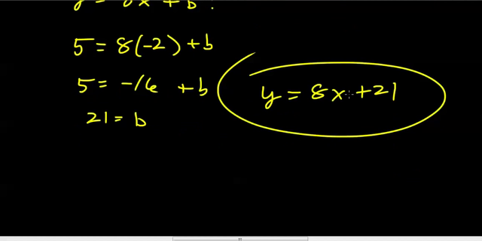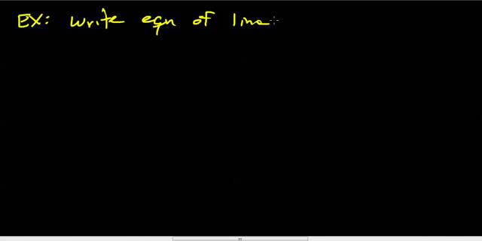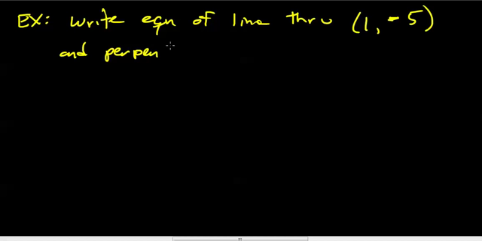Let's do an example of a perpendicular line. Right, find the equation of the line, again, through a given point. Oops, it's positive 1. Let me change that. Through positive 1, negative 5, through that point, and perpendicular to this line.